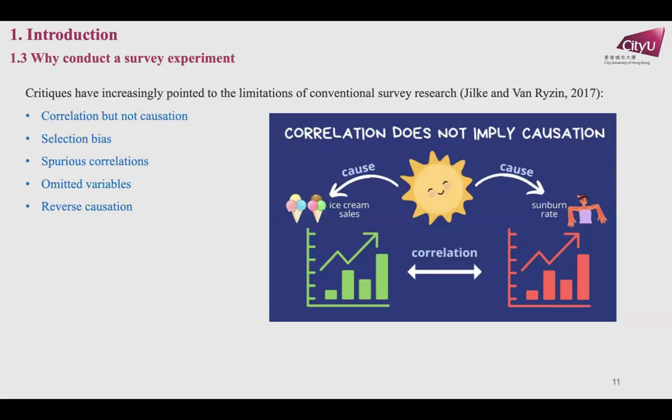The final one is reverse causation, which means that the direction of causality is opposite to what is assumed. For example, a survey might find that individuals who report higher levels of stress also report lower levels of physical activity. One might conclude that stress leads to decreased physical activity, but it's also possible that lower physical activity contributes to higher levels of stress.